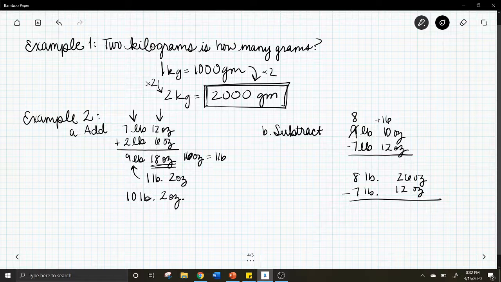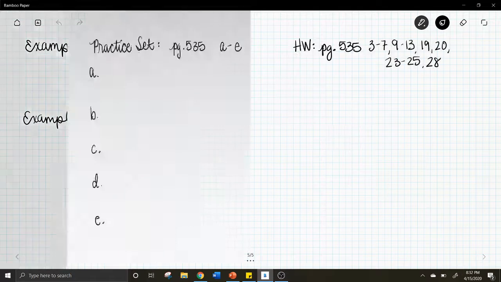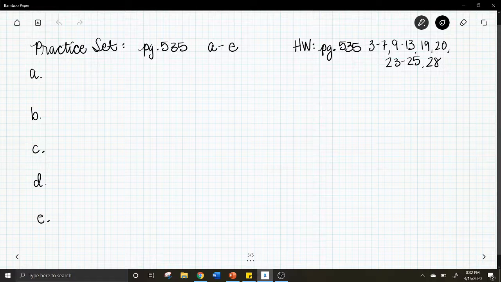So let's carry on with our subtraction. We have 26 minus 12, that's 14 ounces. And then 8 pounds minus 7 pounds is 1 pound. All right, so remember to do this one, you just borrow from your pounds column and convert that into its ounce measure. So 16 ounces equals 1 pound. All right, so that was pretty quick. Hopefully that was not too quick.